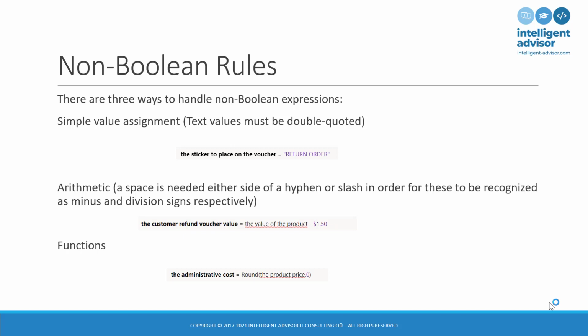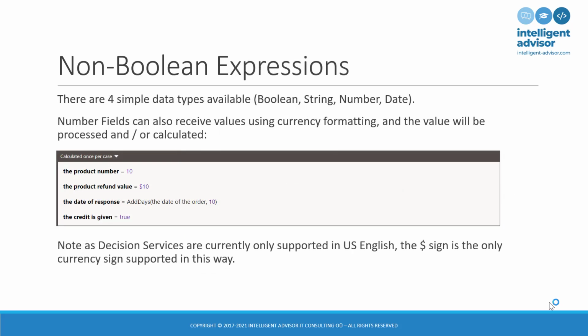Finally, we have the third style of writing non-Booleans, which is to use a function. And in this case, of course, there's very little difference to what you're probably familiar with in Oracle Policy Modeling. The function itself might be different, but the way to write the rule is the same. Still on the subject of non-Booleans, unlike Oracle Policy Modeling, there are only 4 data types available. There's Boolean, string, number, and date.